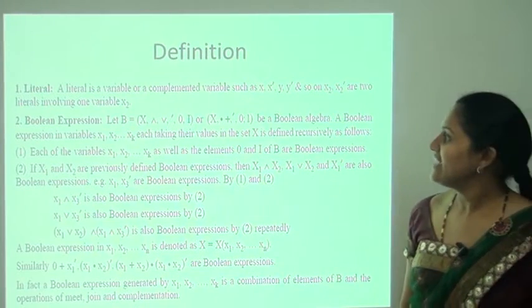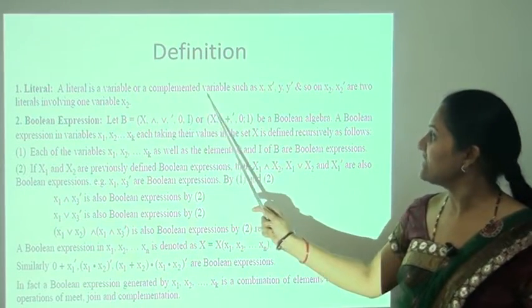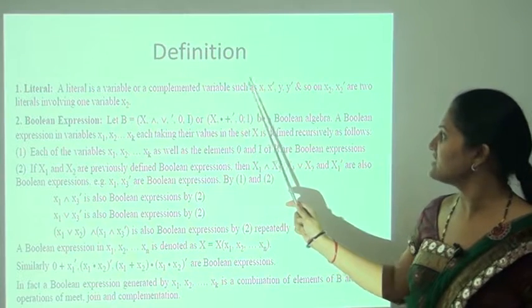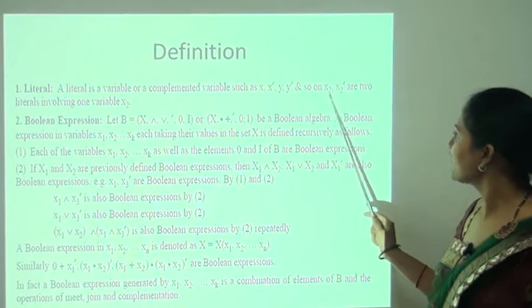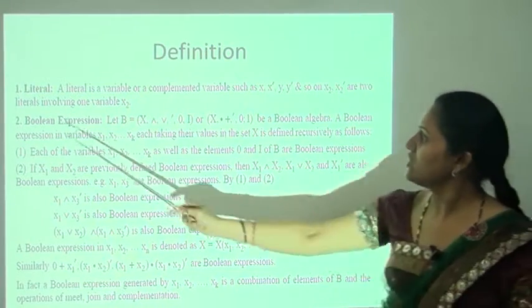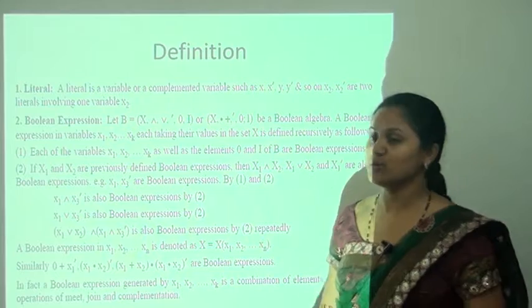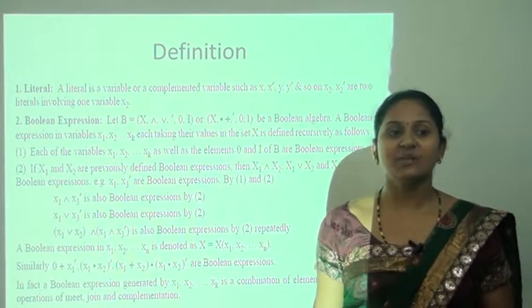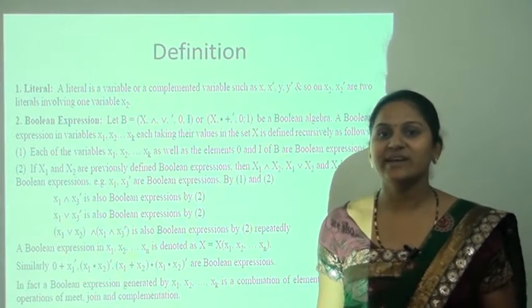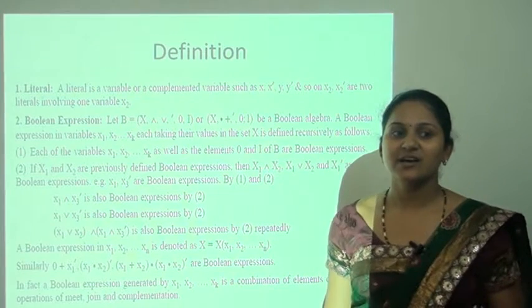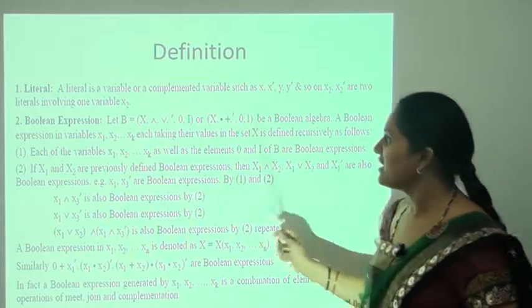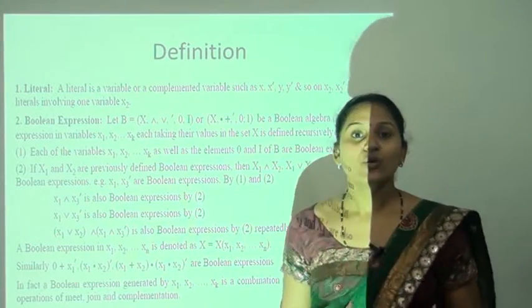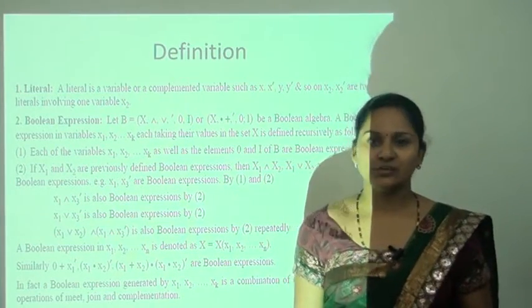So, literal. A literal is a variable or a complemented variable such as x, x-dash, y, y-dash and so on. x2 and x2-dash are two literals involving one variable x2. Here we will discuss x, x-dash, y, y-dash, z, z-dash, etc. For a particular value of x2, x2 and x2-dash are two literals involving one single variable, that is x2.